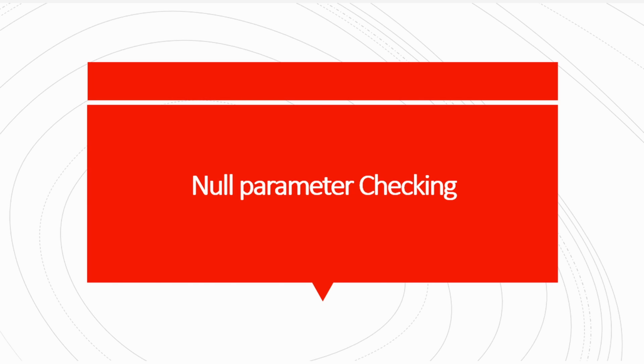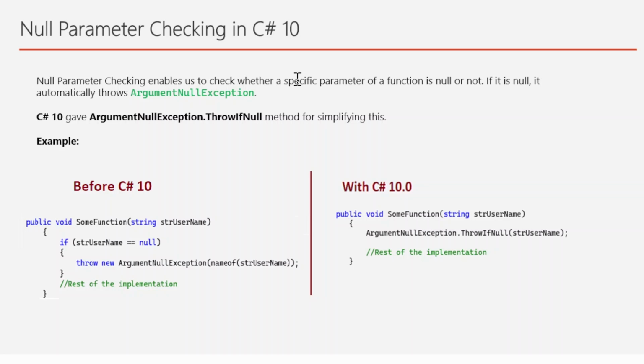Null parameter checking in C# 10. Null parameter checking enables us to check whether a specific parameter of a function is null or not. If it is null, it automatically throws an ArgumentNullException. Before C# 10, let's see how we used to write the code. Suppose there is a function that accepts an input parameter, a string strUsername. Before using this input parameter, we need to check whether the value is null or not. So we just need to write if strUsername equals null, and if it is null, then we throw an ArgumentNullException with nameof(strUsername). This is the way we used to write before C# 10.